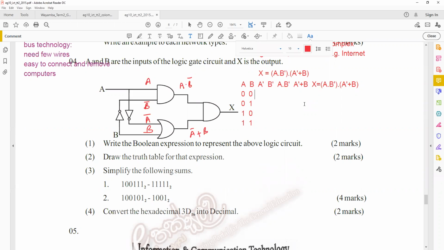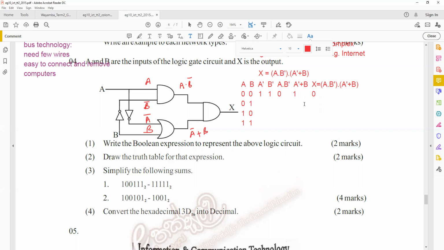So we know that A bar is 1, B bar is also 1. Then when we multiply A B bar, we will get 0. Then we have A bar plus B, A bar plus B, we have 1. Then the multiplication becomes 0, isn't it? So that's how it will work.